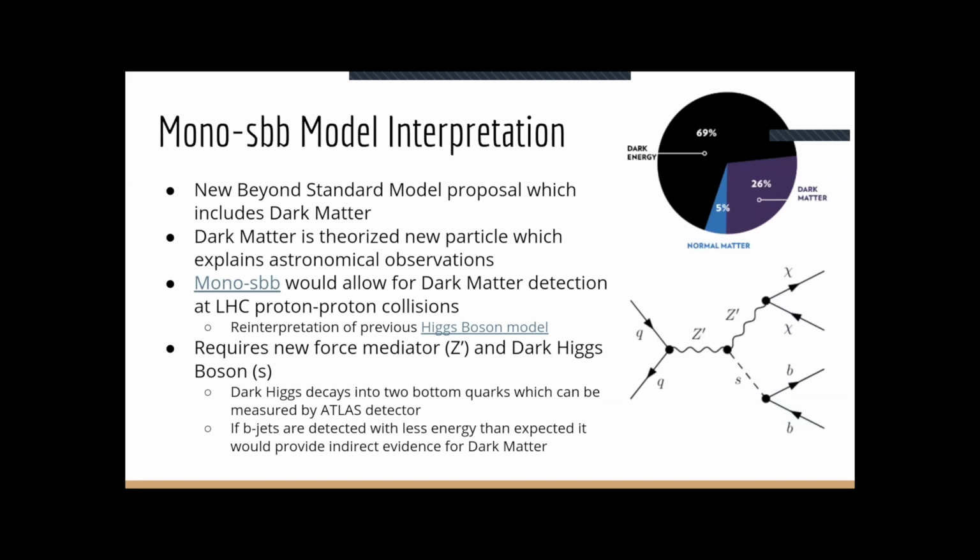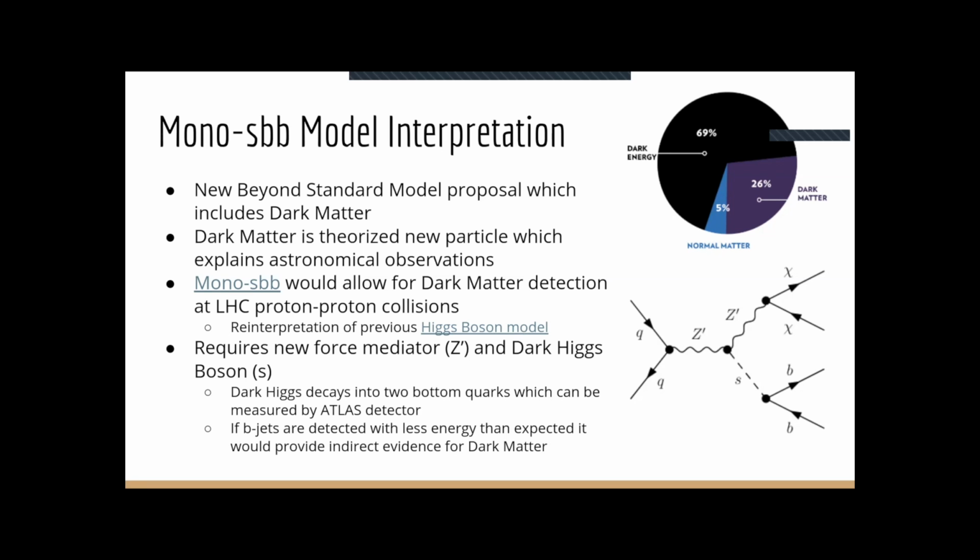So in order to actually test this implementation, we applied it to the mono-s-b-b model. So basically, it's a new beyond standard model proposal, which includes dark matter. Dark matter is this new theorized particle which explains astronomical observations. And so it's predicted that there's 5 times as much dark matter as is ordinary matter. So this is a huge problem in physics, and this is one possible answer to it.